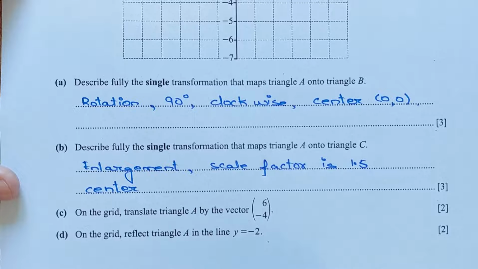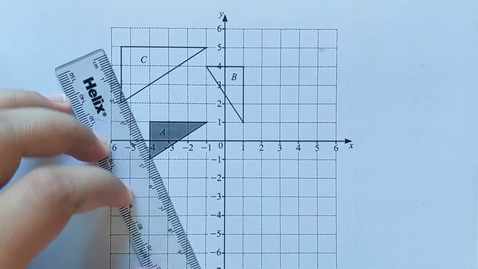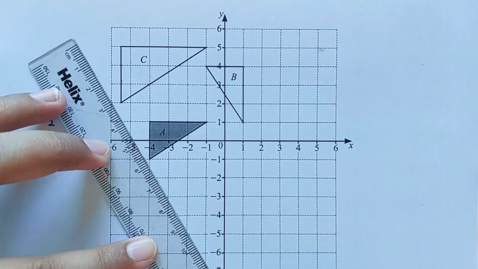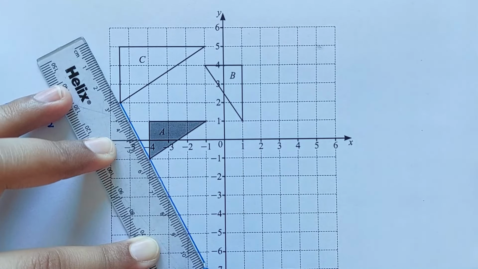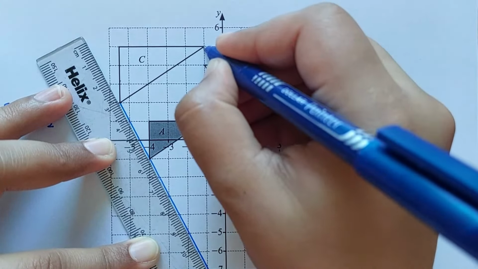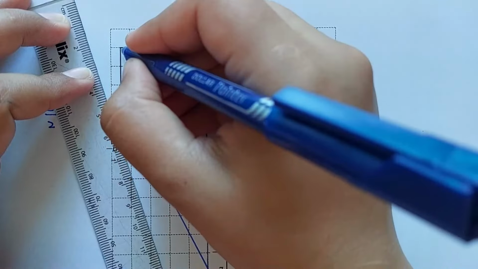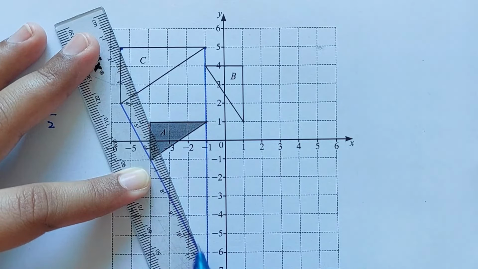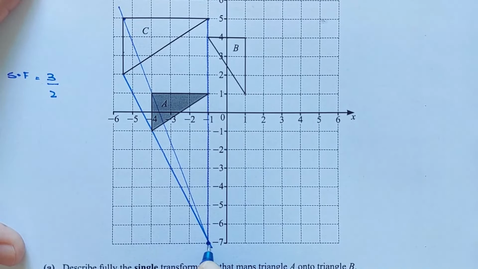Now let me find the center by connecting the corresponding coordinates. These two coordinates are connecting, and these two coordinates we have to connect, this with this coordinate. So all three pass through the point -1, -7, that is the center.